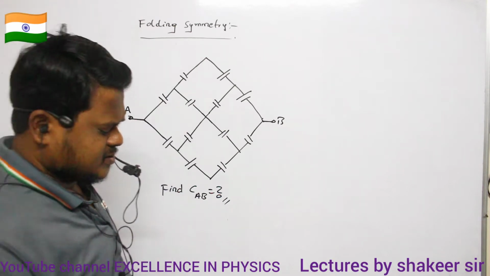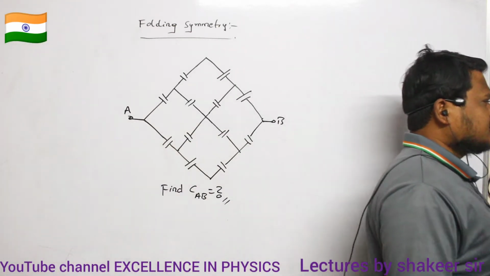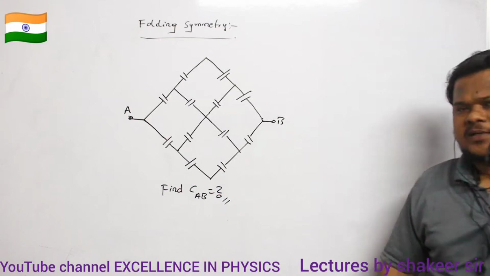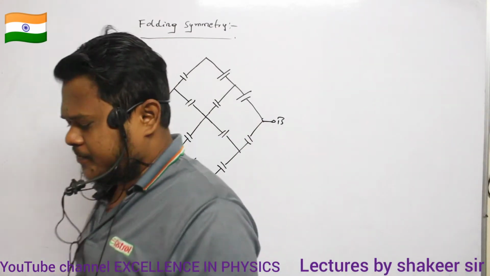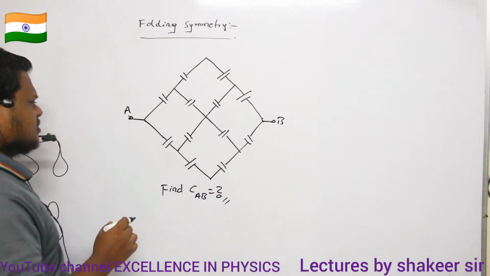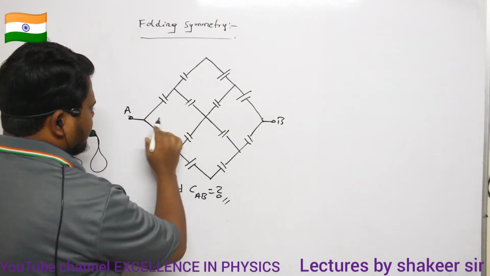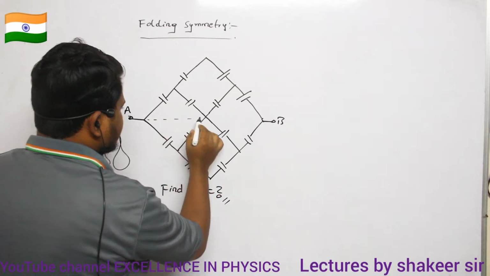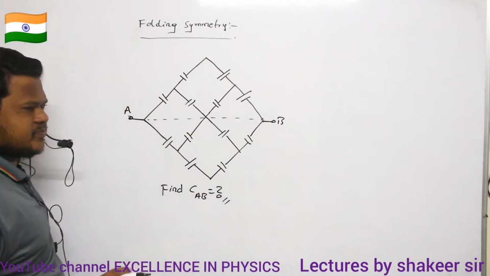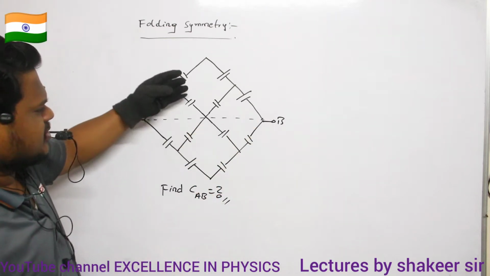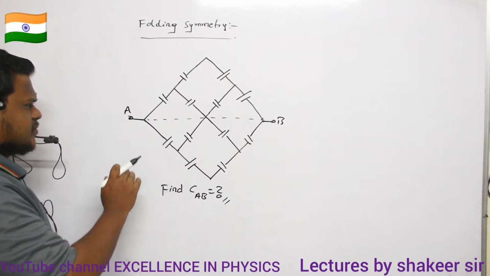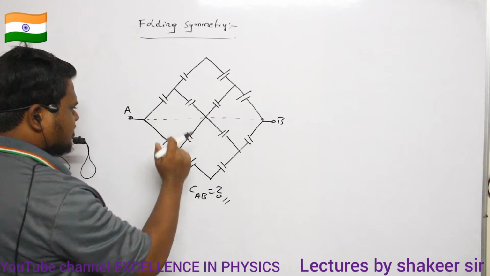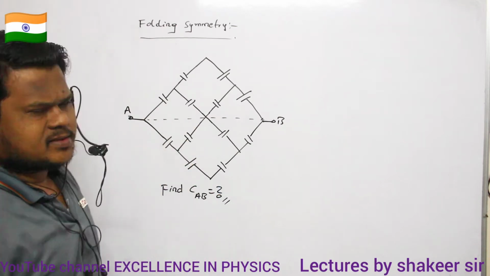Now I want to do this one by another very easy technique of solving symmetrical problems, which is called folding symmetry. Are you able to understand? So see here. This is the line which is joining points A and B. If you see above this line and below this line, the circuit is exactly symmetrical.